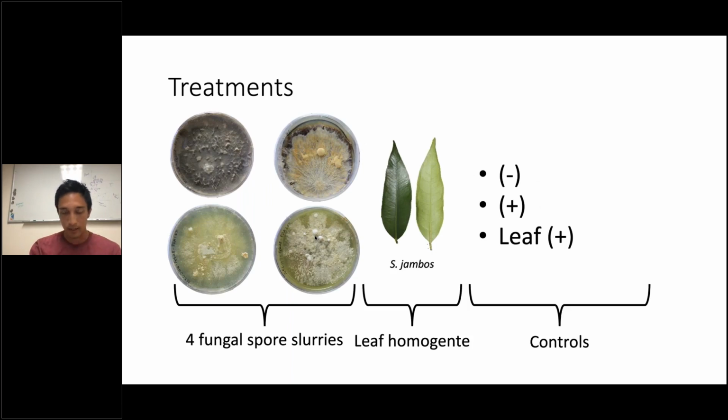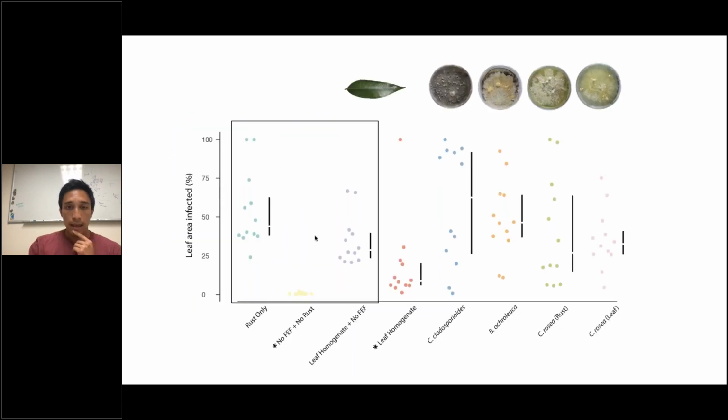Right, and so just as a summary, we have four fungal spore slurry treatments, a leaf homogenate treatment, and a few controls, so negative, positive, and then also a control for the leaf homogenate. And right, so there's a lot going on in this figure, but let me just break it down a bit.